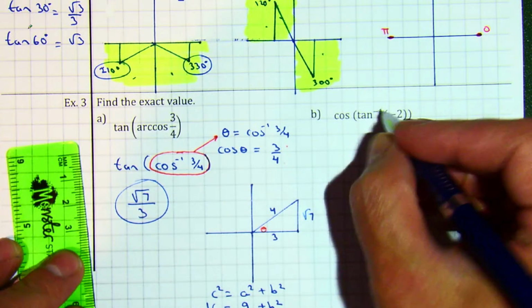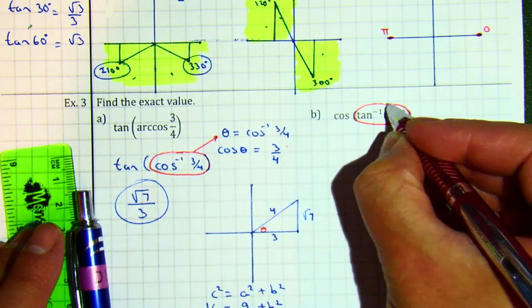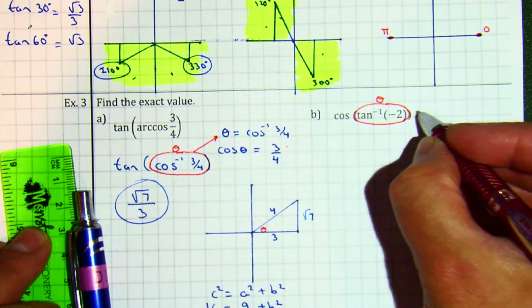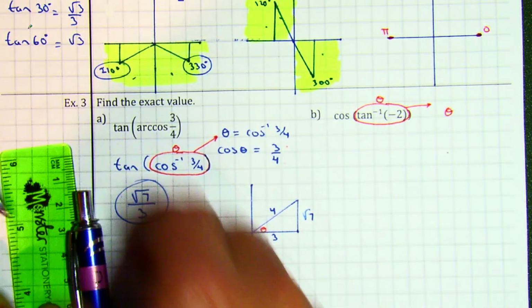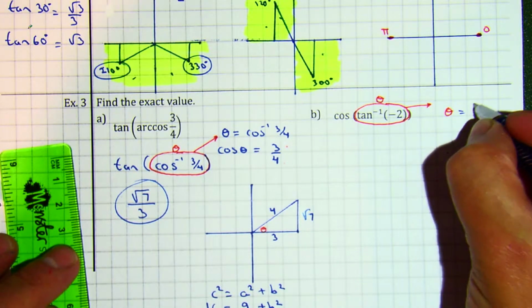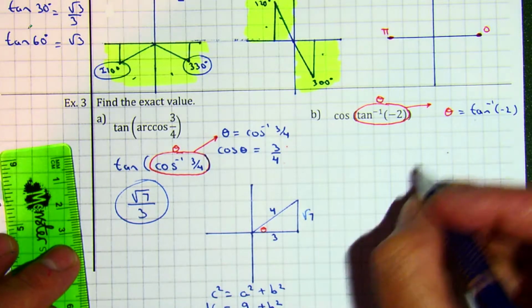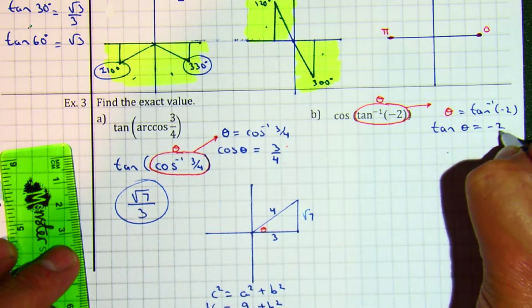I'm not going to take the time to rewrite this. This is the theta, this is the angle. So therefore, theta is equal to the inverse tangent of -2. Take the tangent on both sides, so I can rewrite it as the tangent of theta is equal to -2 over 1.